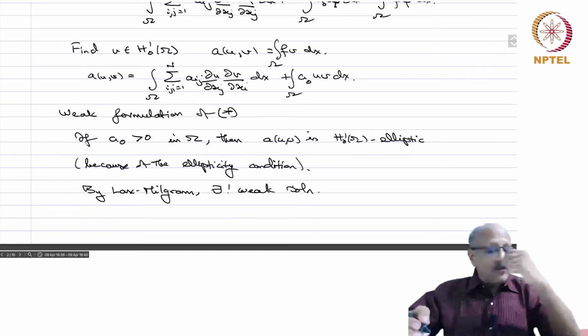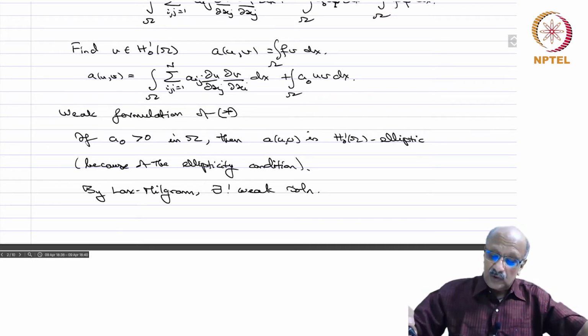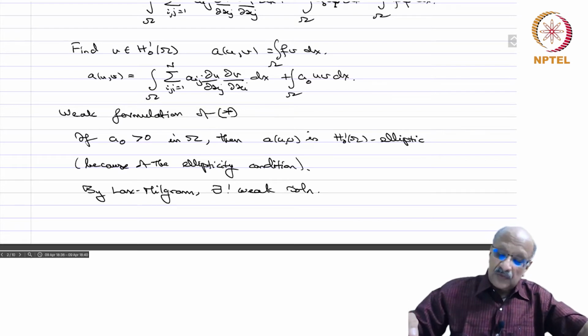And you can go back and forth. As I said, if it's a classical solution, then you can show it gives you a weak solution. If it's a weak solution which is sufficiently smooth, then you get a classical solution.